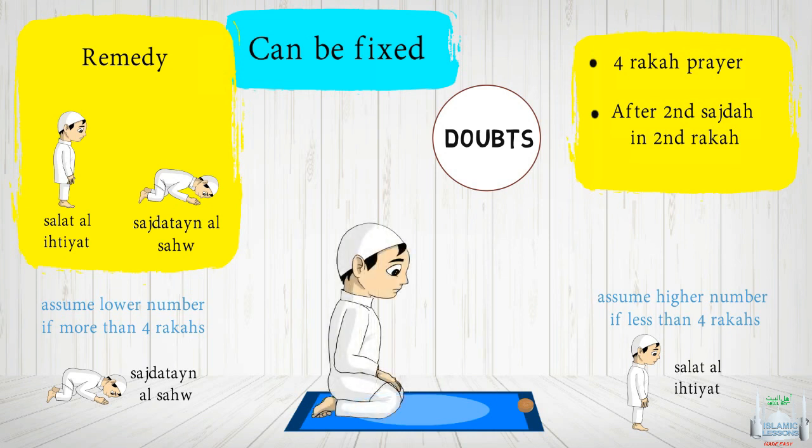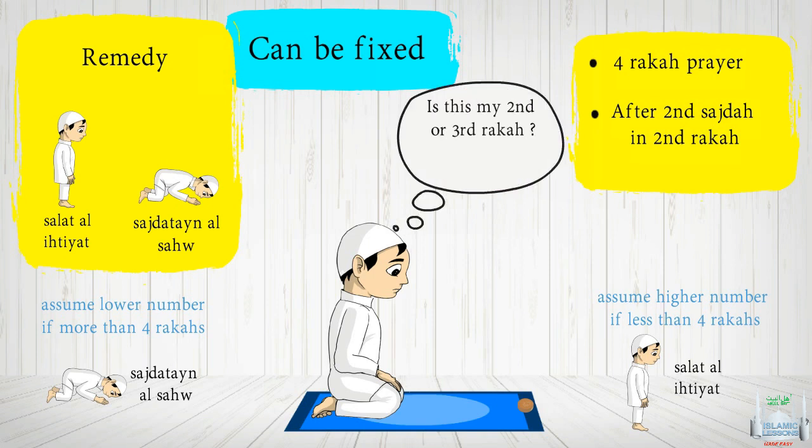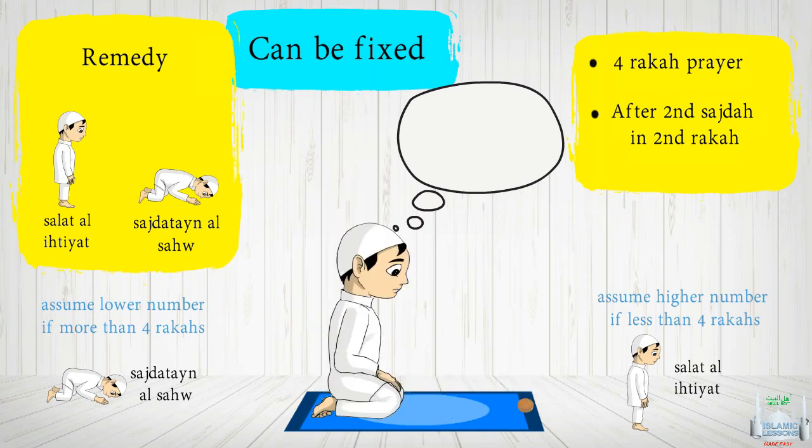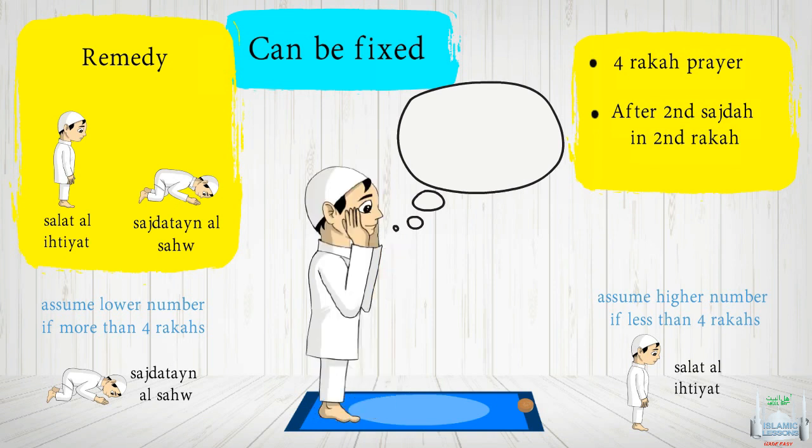Here are some examples. I have a doubt in Salat al-Dhuhr after my second sajda in the second rak'ah as to whether this is my second or third rak'ah. I assume it is my third rak'ah, the higher number, and continue praying my 4th rak'ah as normal and complete my prayer. Immediately after the prayer, I have to perform 1 rak'ah of Salat al-Ihtiyat in a standing position, just in case I missed 1 rak'ah.